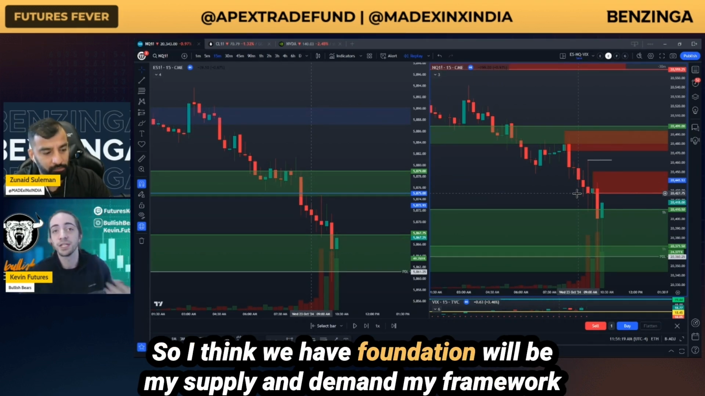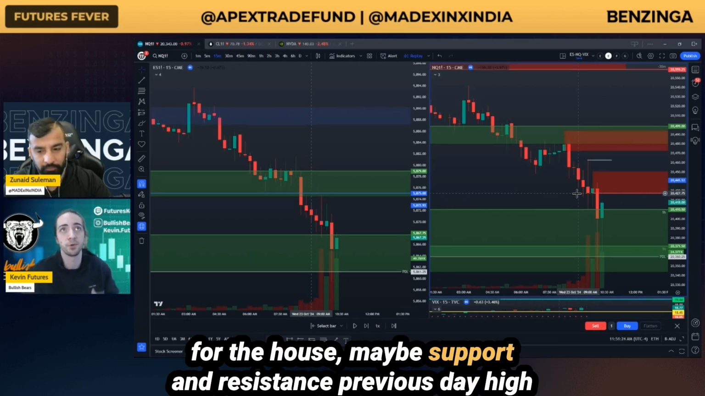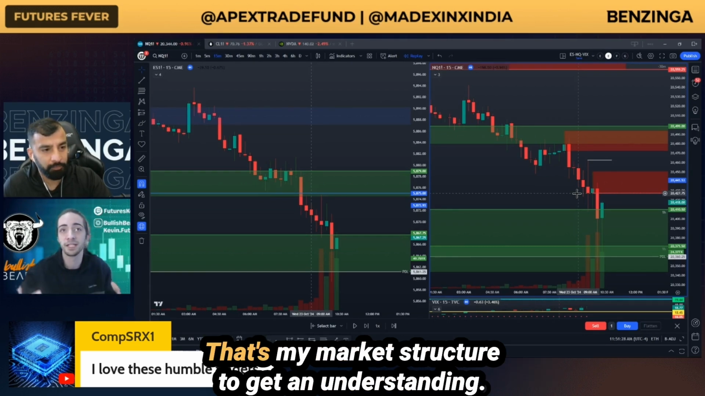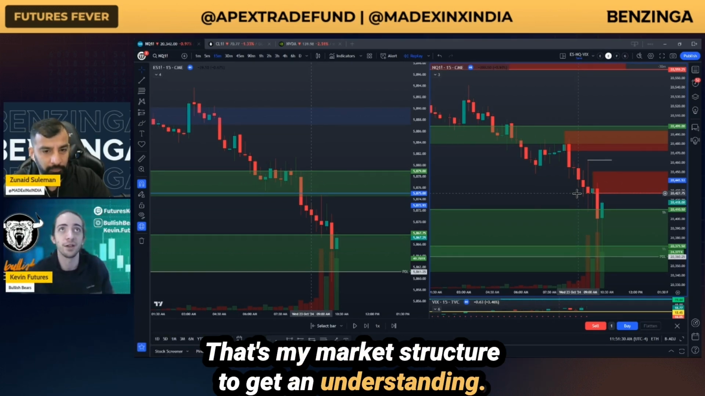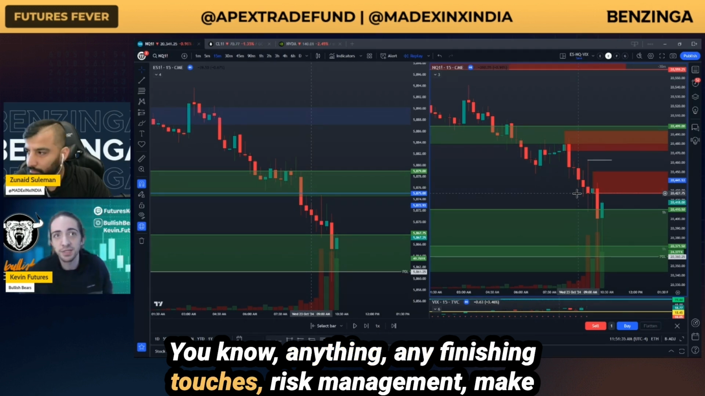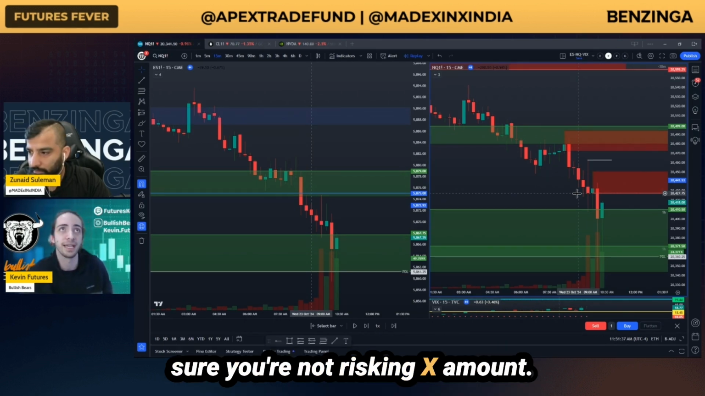Think of the foundation as my supply and demand, the framework for the house as maybe support and resistance, previous day high, previous day low. The roof is my market structure to get an understanding: are we bullish, are we bearish? Then any finishing touches, like risk management, make sure you're not risking X amount.